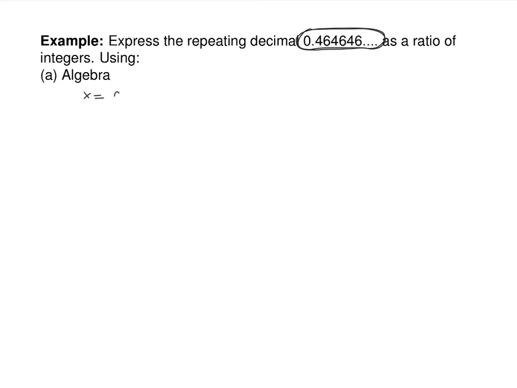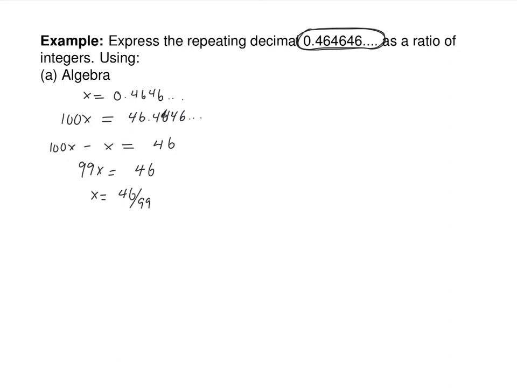So let x equal 0.4646, etc. I'm going to multiply my x by 100. 100x will equal 46.46, 0.46, etc. Then 100x minus x will equal just 46. So 99x equals 46, and x will equal 46 over 99. And notice x was equal to that decimal. So that's one way to show that the number 0.4646 repeating is equal to 46/99.